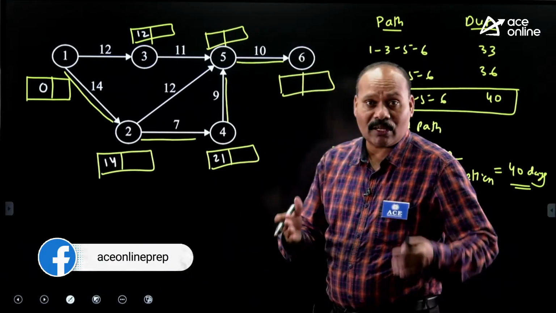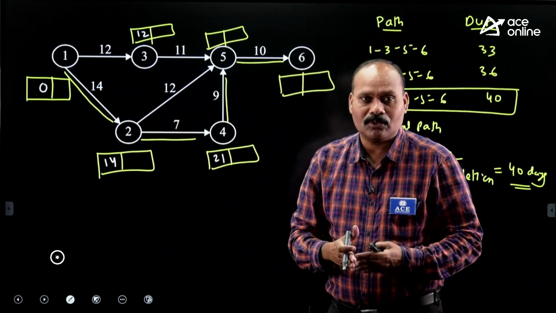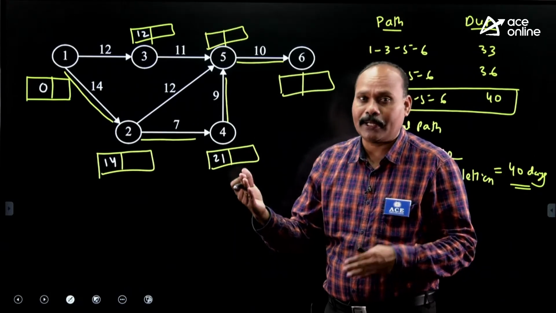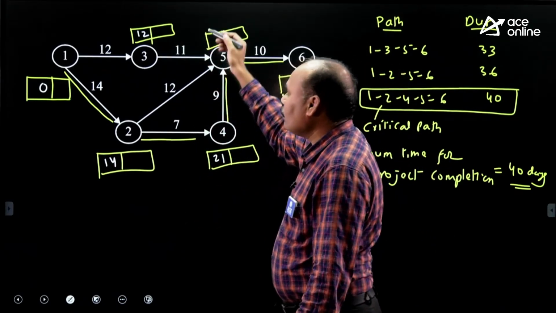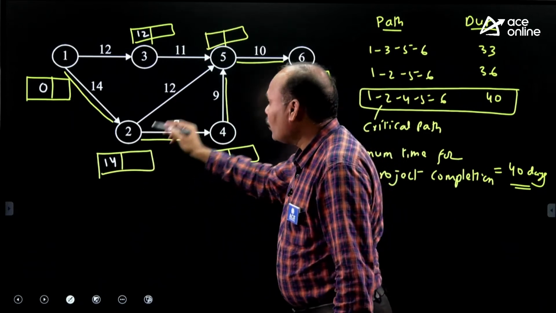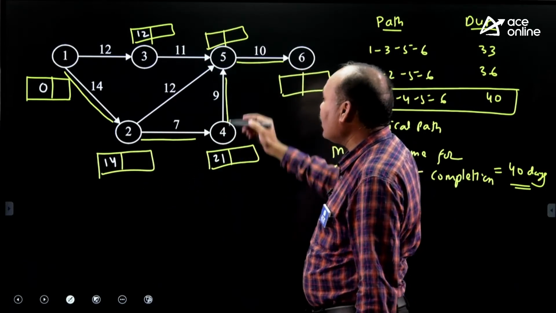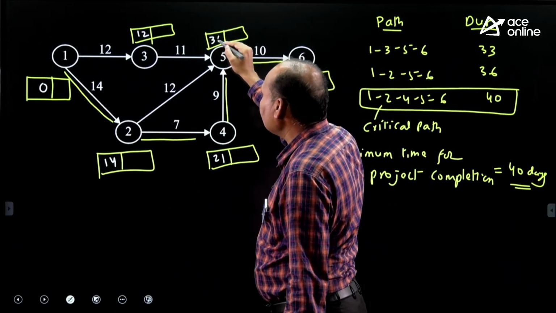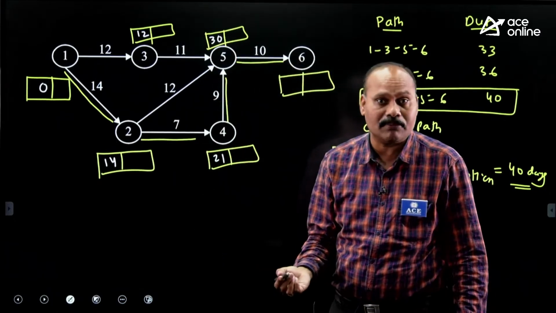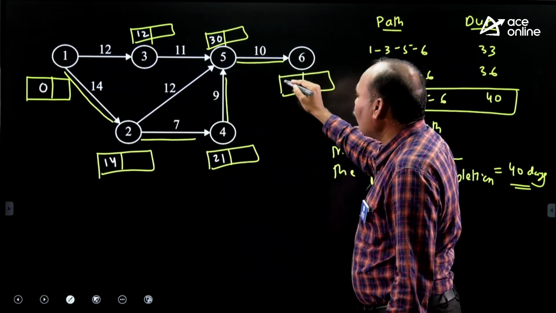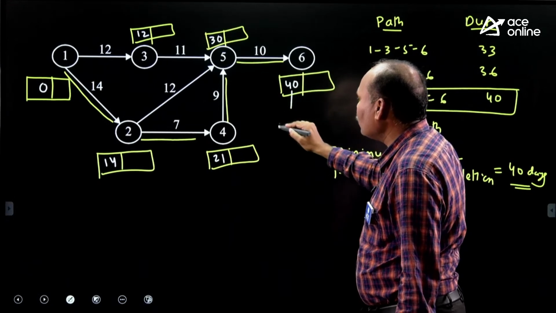Coming to the fifth event, there are 3 arrows. So which one will you take? Maximum we can take. 12 plus 11, 23. 14 plus 12, 26. 21 plus 9, 30. So maximum is 30. In the forward direction, we take the maximum. 30 plus 10, 40. So this is nothing but project completion.